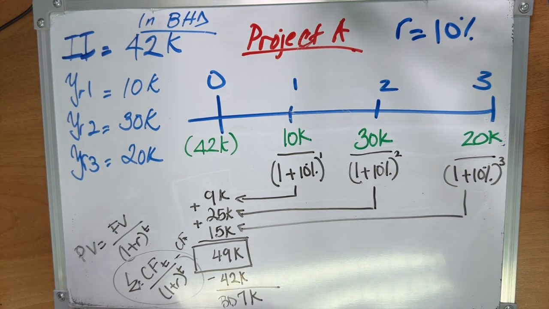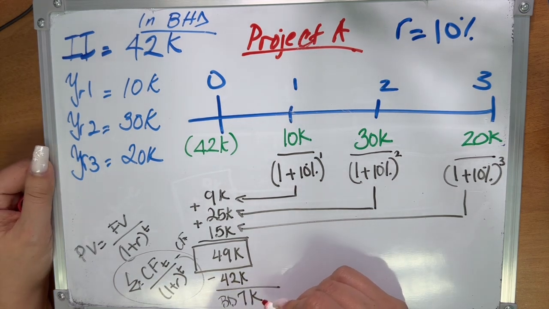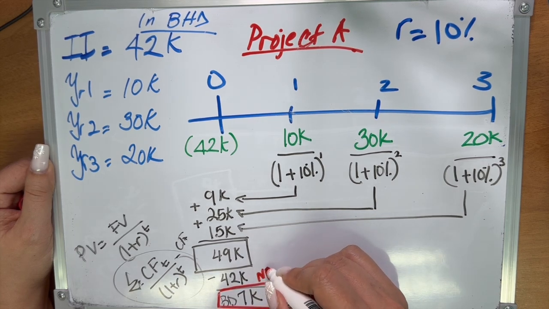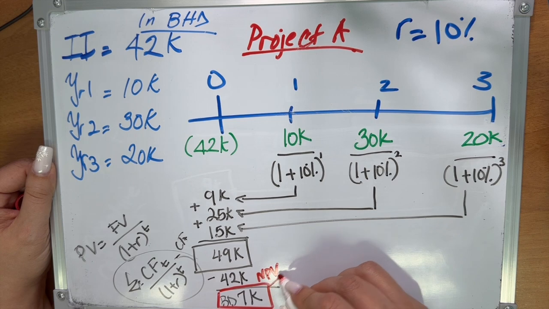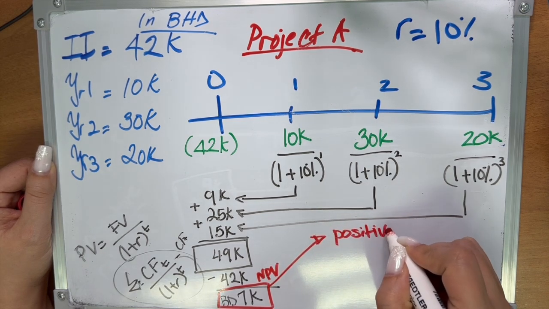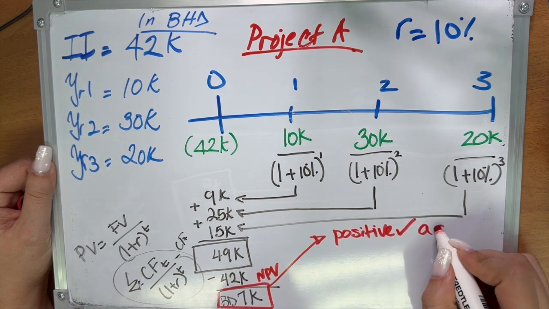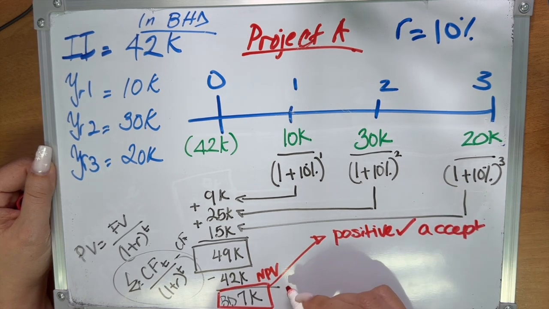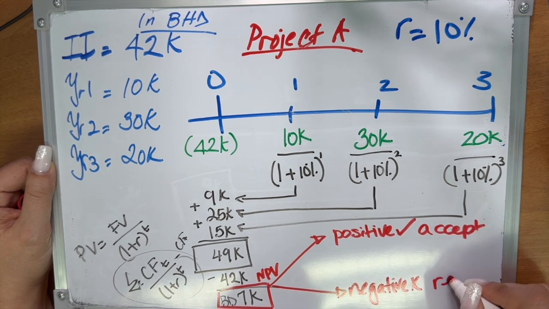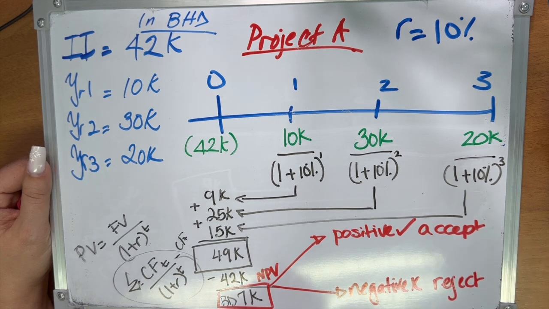Okay? Now, what does this mean? This is the NPV now, okay? So this is your answer. This is NPV, 7,000. If it is positive, you will accept the project. If it is negative, you will reject the project.